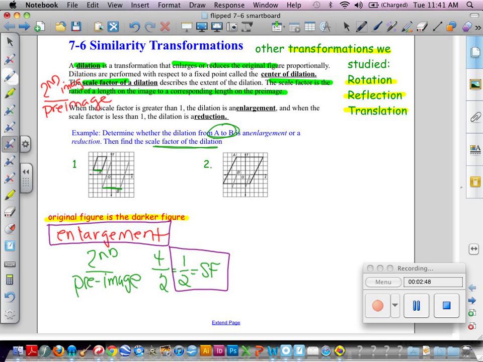Okay, take a look at the second one. You're starting out with a figure. The darker figure, remember, is the original figure, and it's producing the lighter one, so it's getting smaller. So you call that a reduction.